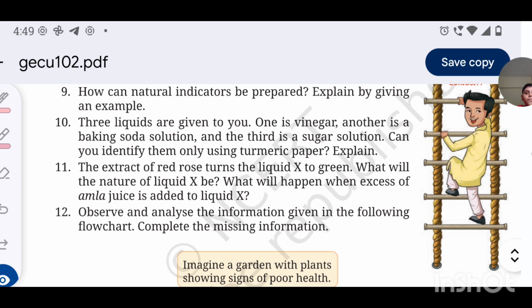Okay, so now the next one. Extract of red rose turns blue; liquid X turns green. Observe the following. What will happen when excess amla juice is added to X? Look, if it is turning green, it is basic, and when amla juice is added, it will neutralize its effect, and then it will turn red because excess is added.